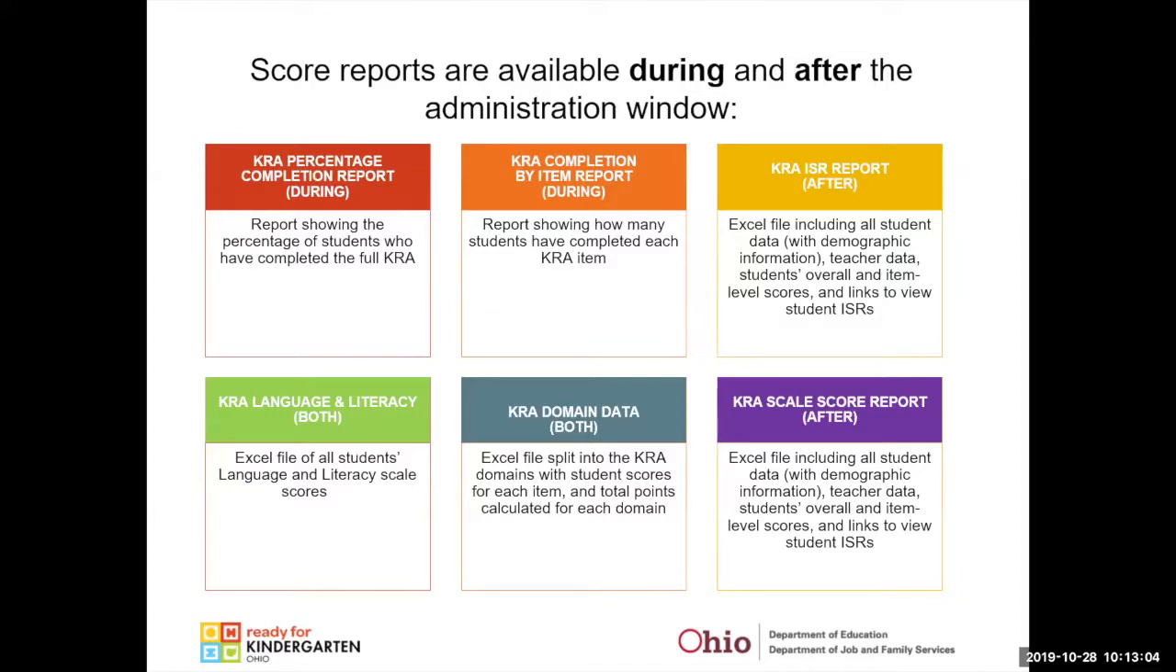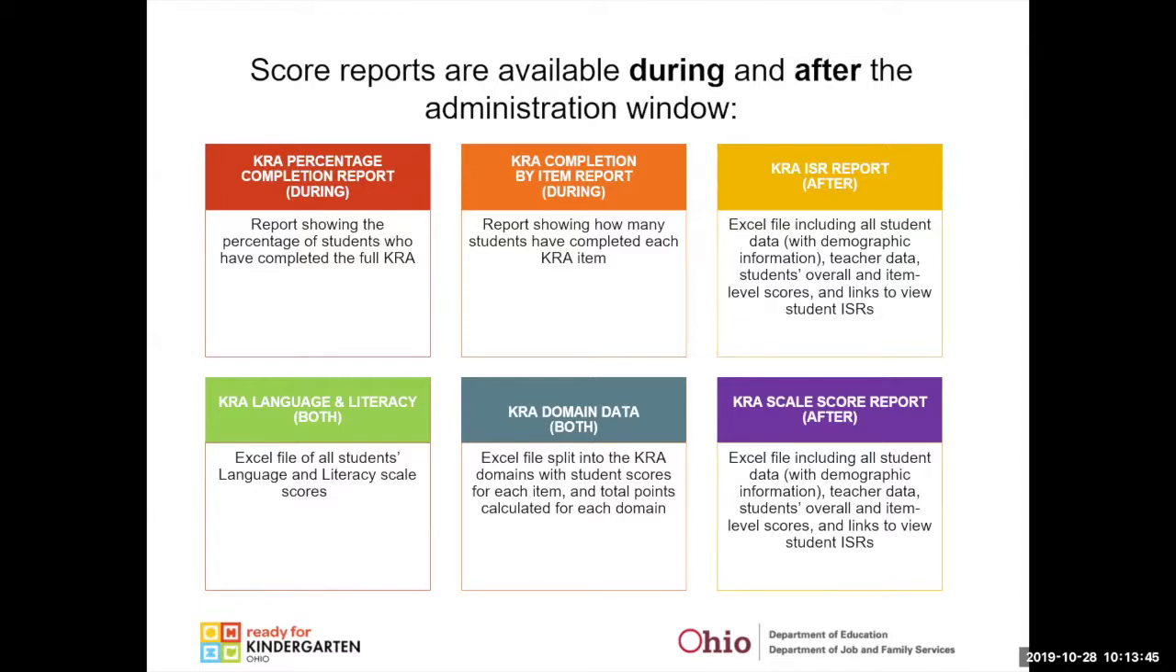Another report that you can do during the window is the KRA Language and Literacy Report. This is a good report for any school or district that uses the language and literacy portion of the KRA for determining you're on track and not on track for the 3rd grade reading guarantee. That language and literacy report gives you the scaled scores of all of your children in that domain. And if you see any scores that are 263 and higher, those children would be on track. 262 and below, those students would be considered not on track.